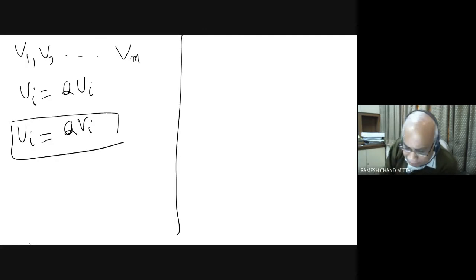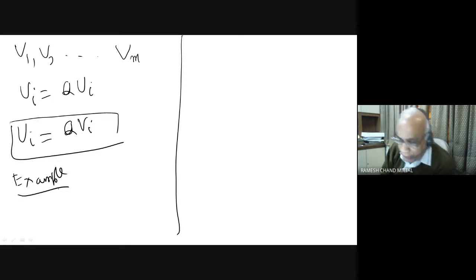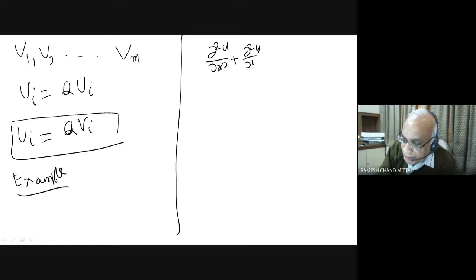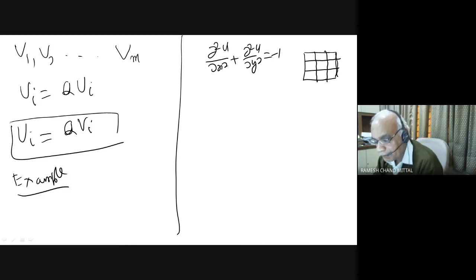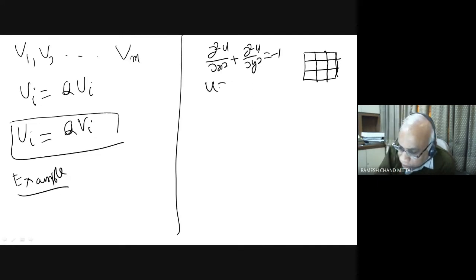Okay, please, I take the example. So what is the example? I take the equation ∂²u/∂x² plus ∂²u/∂y² equal to -1. I want to make my life easy. I have a square region where I divide into 2 interior points. I have this problem, and u equal to 0 on the boundary.